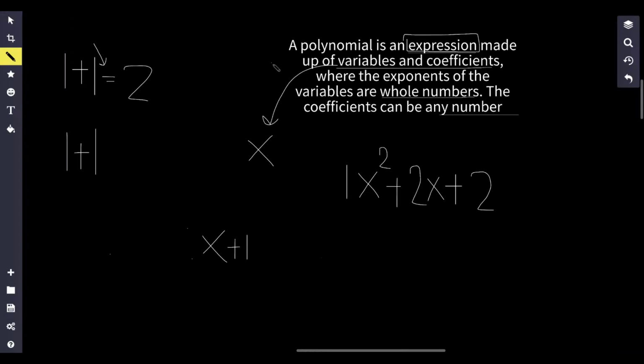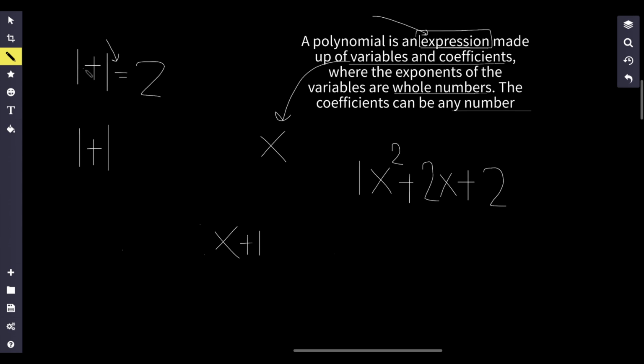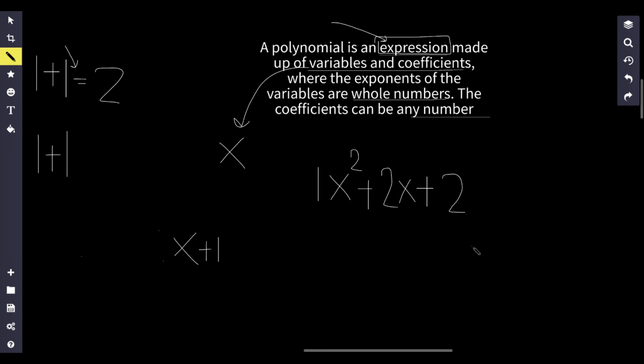A polynomial is an expression made up of variables and coefficients, where the exponents of the variables are whole numbers and the coefficients can be any number. So first of all, let's just talk about what an expression is. If you have something like 1 plus 1 is equal to 2, this would be an example of an equation because it has an equal sign. However, if you just have 1 plus 1 and there's no equal sign, this would be an example of an expression. So polynomials don't really have an equal sign to them.